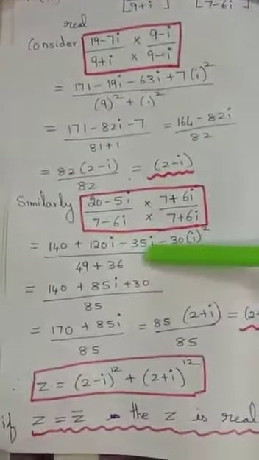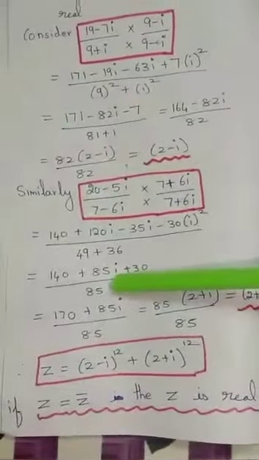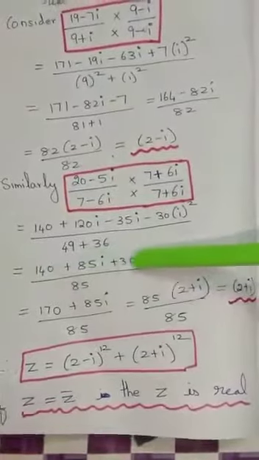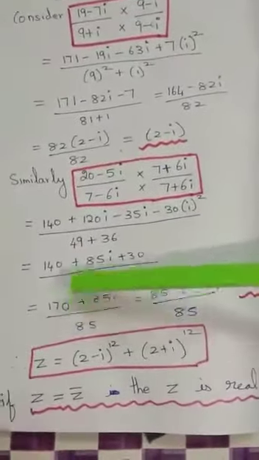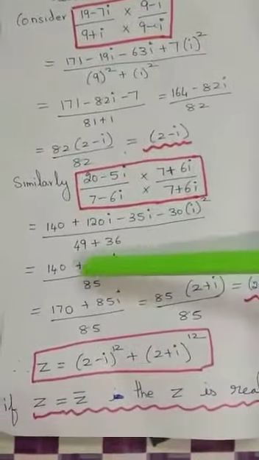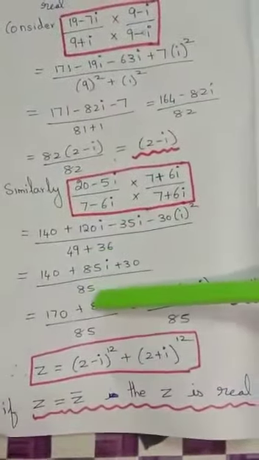120i minus 35i is 85i. Okay. So 140 plus 30, I will have 170. So 170 plus 85i, and 49 plus 36, that is also 85.